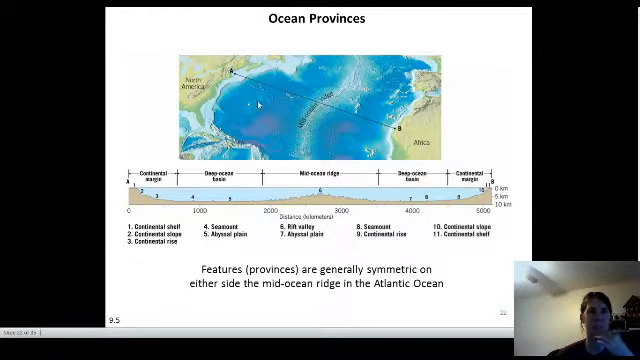Seamount is slightly higher than the abyssal plains. These are basically those very wide, deep regions within the ocean. Before you start to reach the rift valley, this is where you start to get those ridge series from that spreading zone. And then your mid-ocean ridge. And then it does the same back in the other direction.